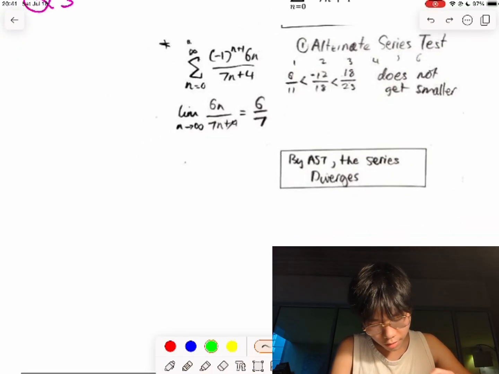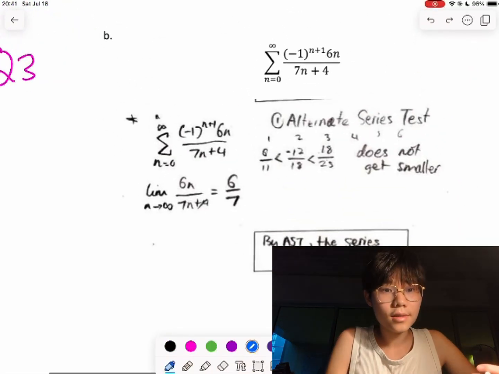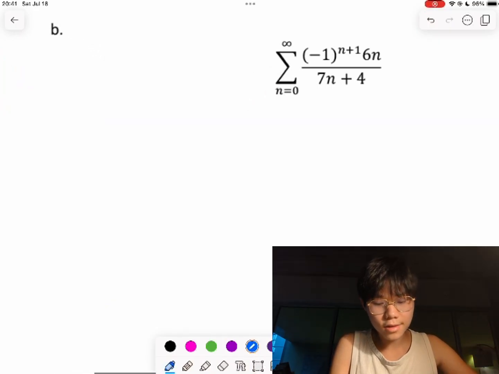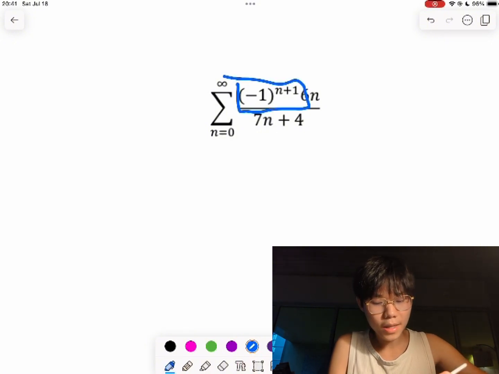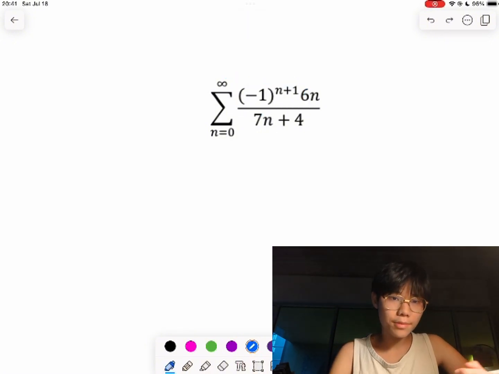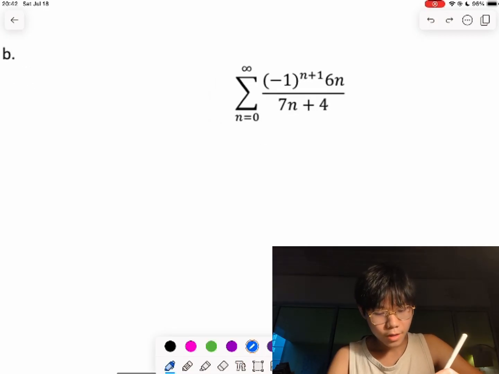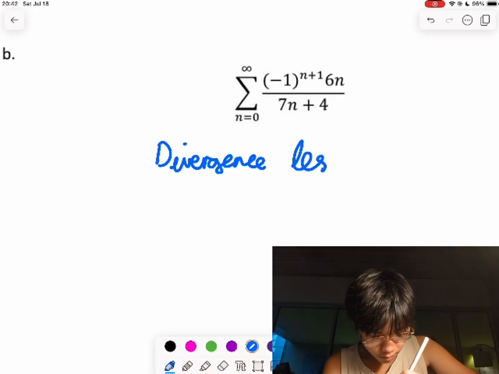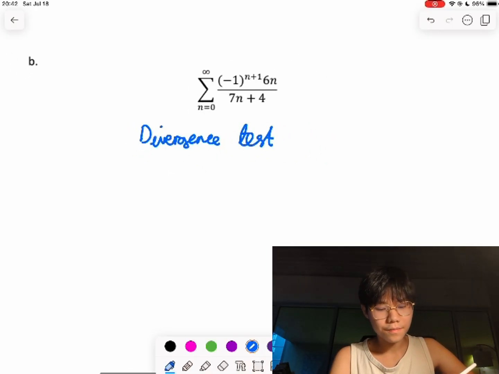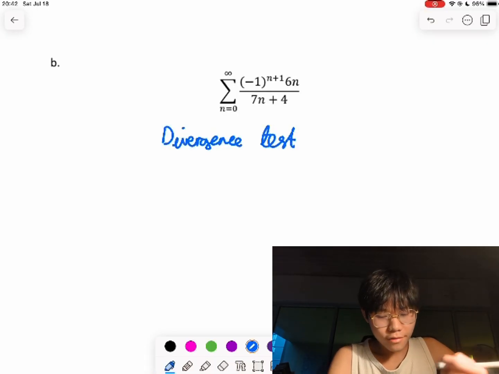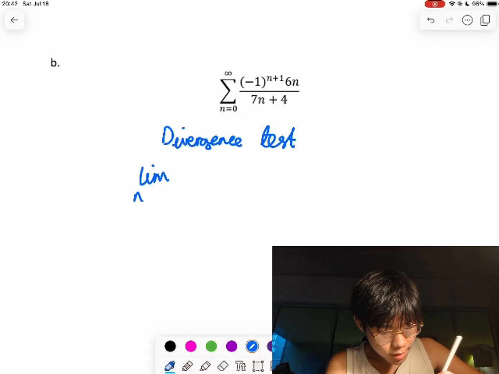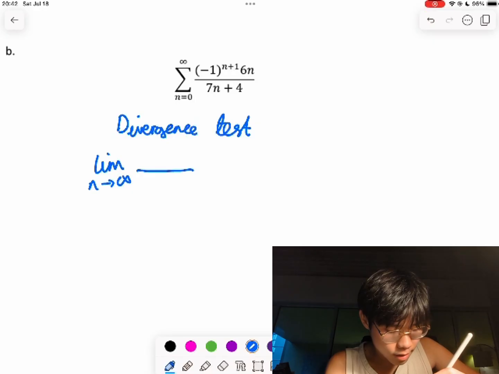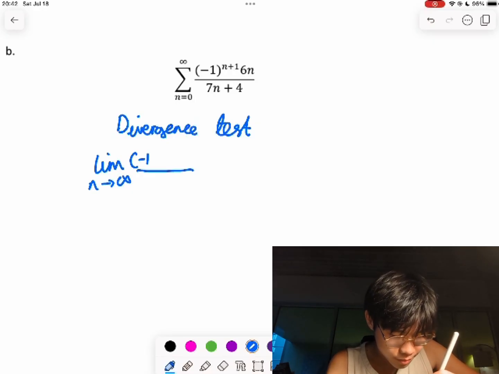So how do you do this question correctly? Okay, so let's actually do this question, and it's a lot simpler than whatever I did. I did the alternate series test because I saw this, but in truth, the first test should always be the divergence test. So let's just write down divergence test. And so the divergence test basically goes limit to infinity, and let's just write the series here.